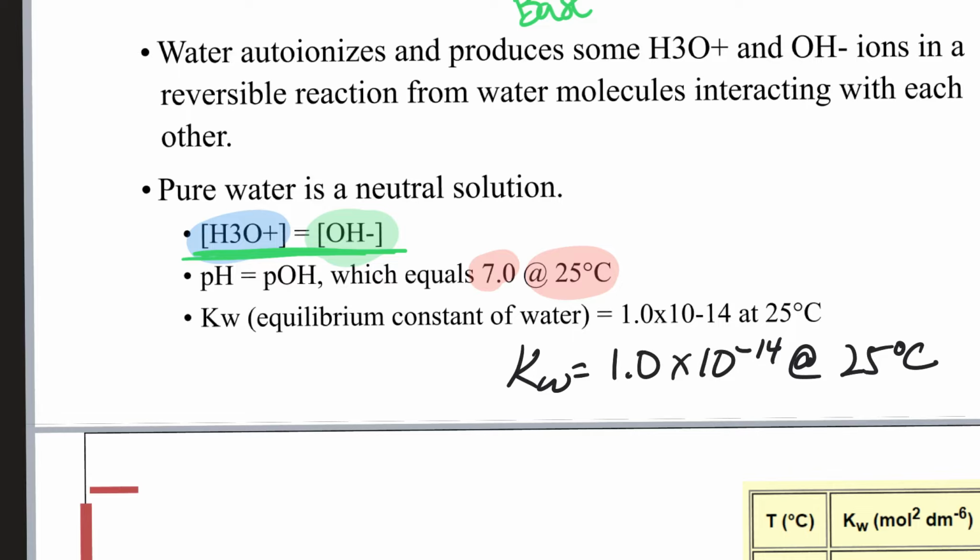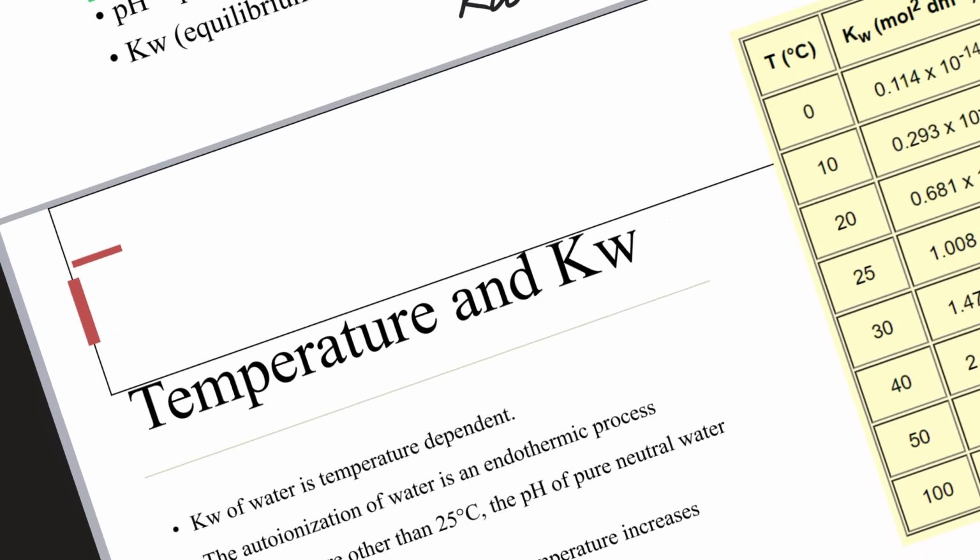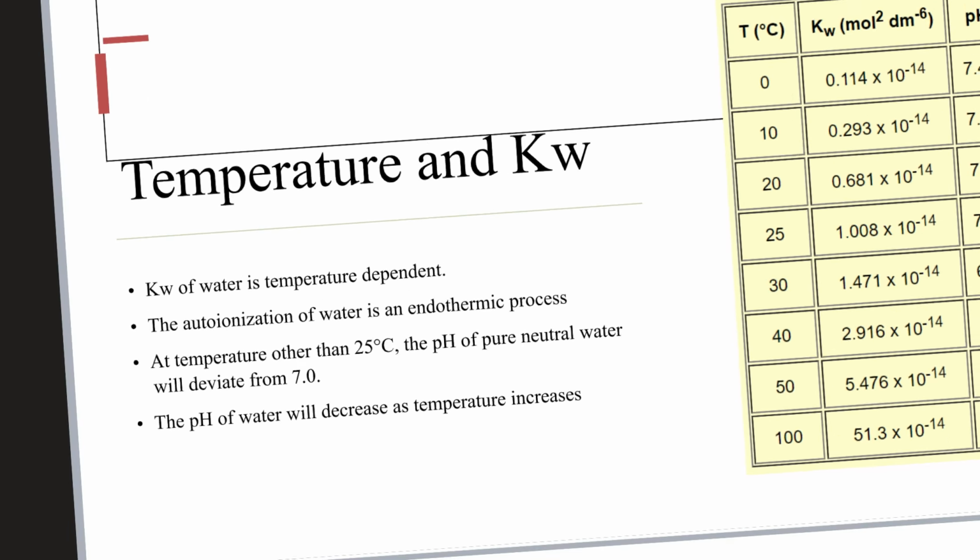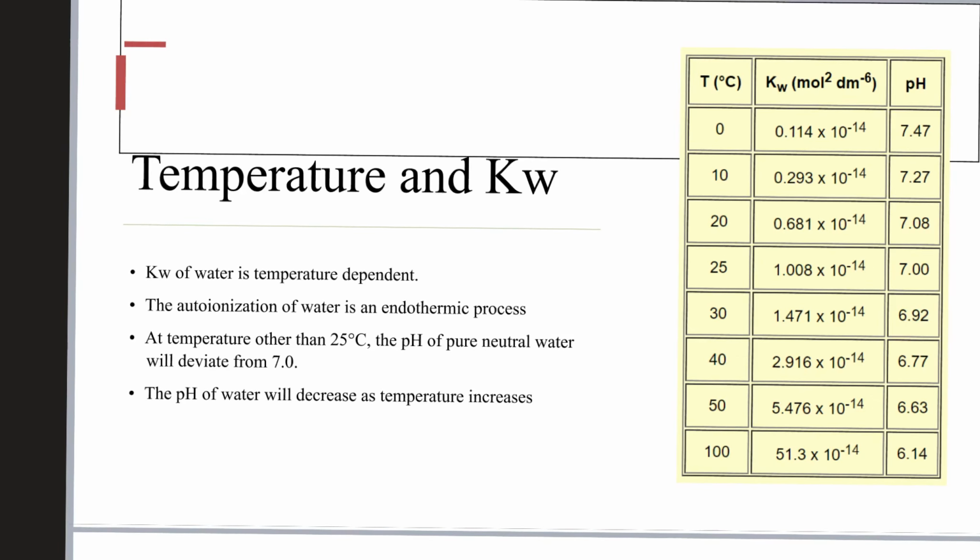Now, if the temperature changes, the Kw is going to change as well. And if the Kw changes, the pH will change as well. So Kw of water is completely temperature dependent. Autoionization of water is an endothermic process.